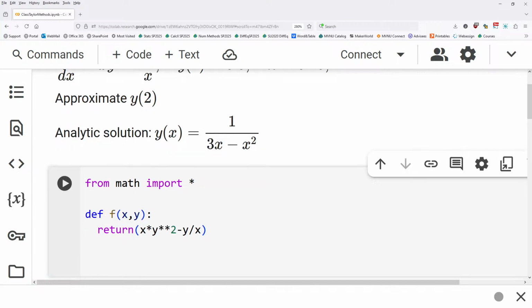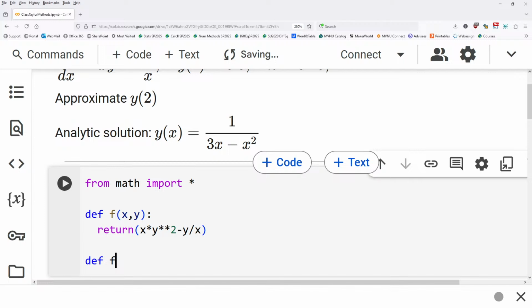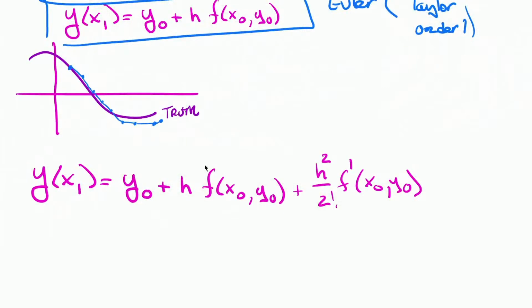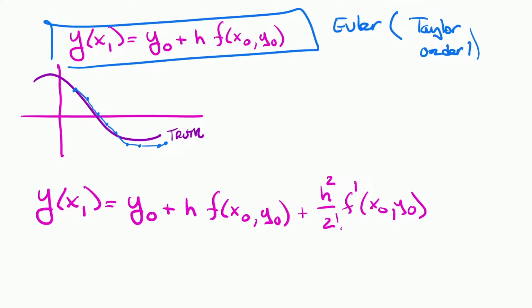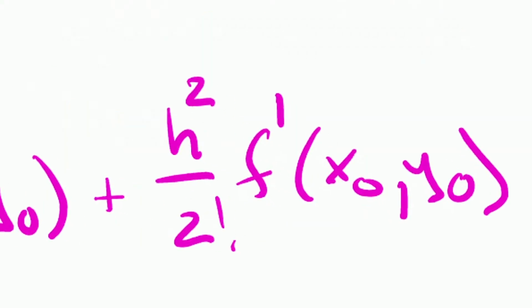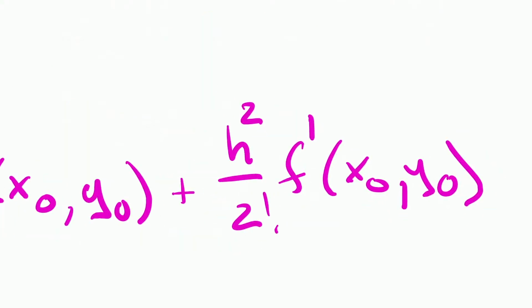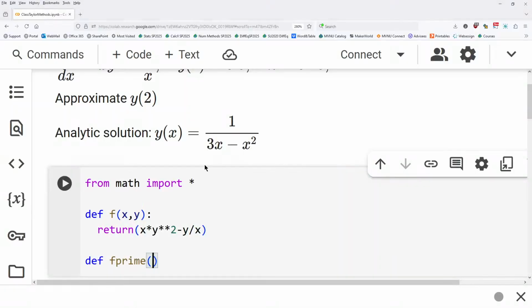I'm going to do one other thing, even though we don't really need this yet, and that is I'm going to define f prime. So why am I going to do this? It's because of this. You see down at the bottom, when we get to the Taylor order 2, we're going to need f prime. It's right there. So let's define f prime. This is relatively easy. You already know how to do this. Let's go ahead and do our derivative.